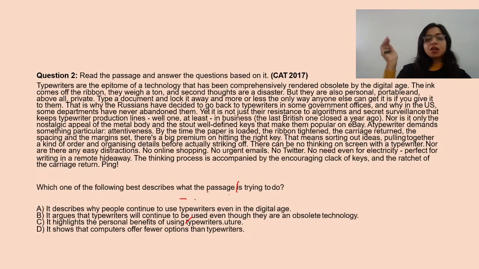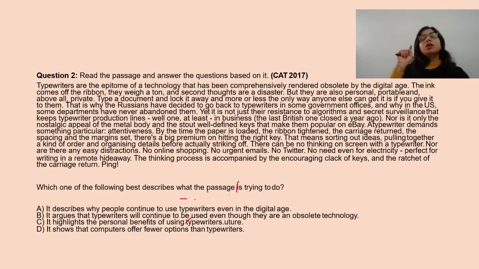Finally, they say that the thinking process is accompanied by the encouraging clack of keys and the ratchet of the carriage return ping. So the thinking process is not that quiet; there is a melody entwined by the sound of the keys and of the carriage return. The thinking process is accompanied by this.